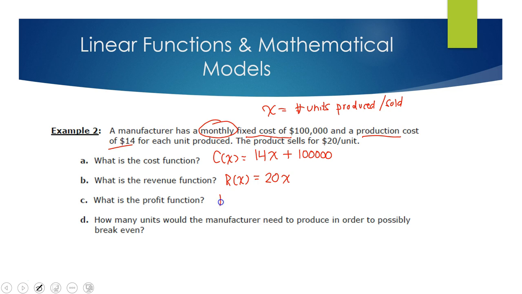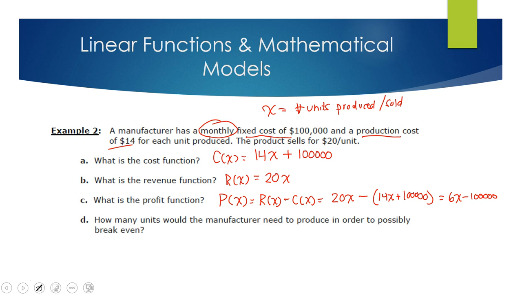So my profit function is R of X minus C of X, which is 20X minus (14X plus 100,000), which would be 6X minus 100,000. So that is my profit function.